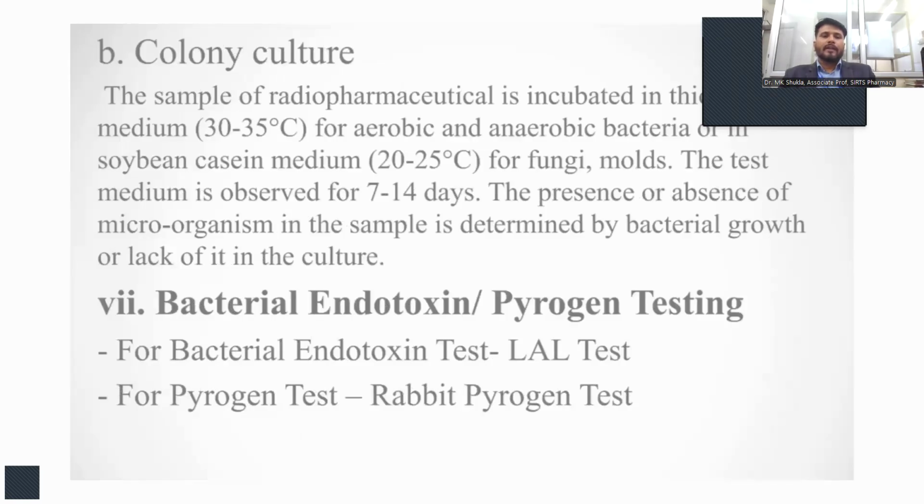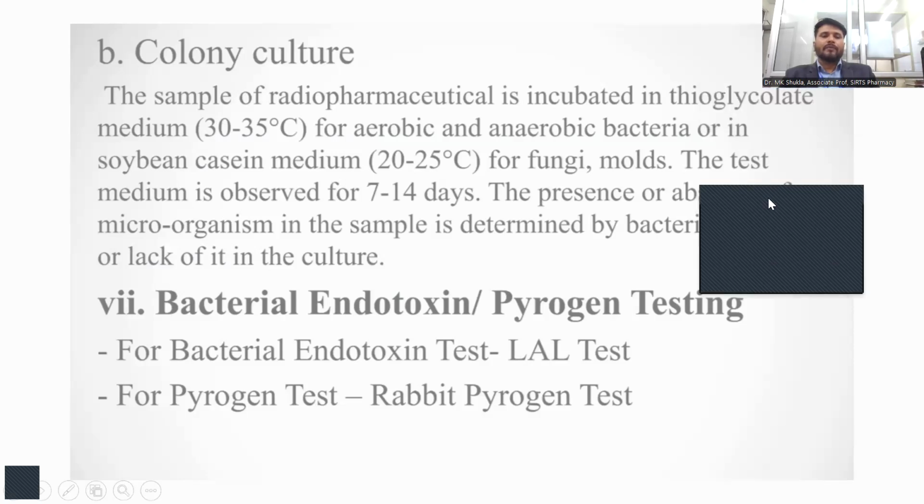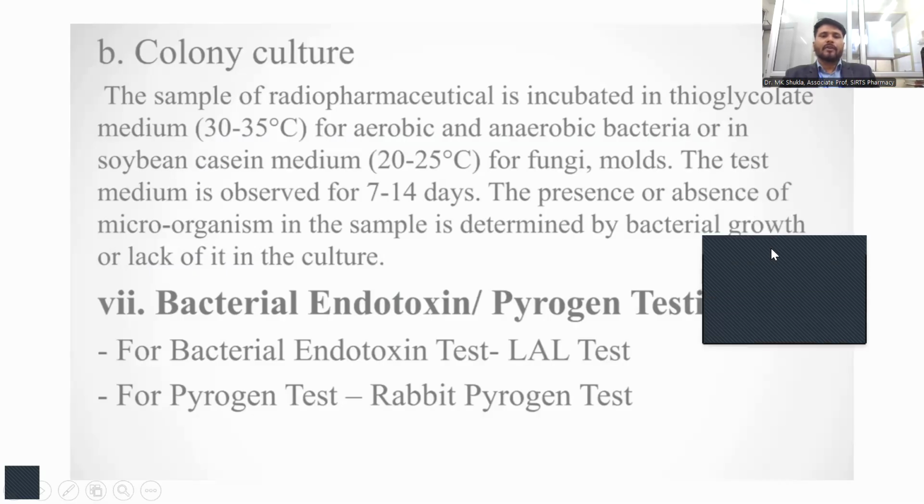Next one is the colony culture. The sample of radiopharmaceutical is incubated in thioglycolate media at 30 to 35 degrees Celsius for aerobic and anaerobic bacteria, or in soybean casein media at 20 to 25 degrees Celsius for fungi and molds. The test medium is observed for 7 to 14 days. The presence or absence of microorganisms in the sample is determined by bacterial growth or lack of it in the culture.